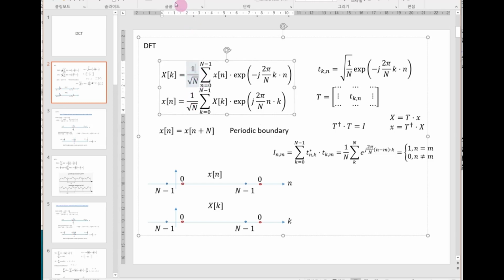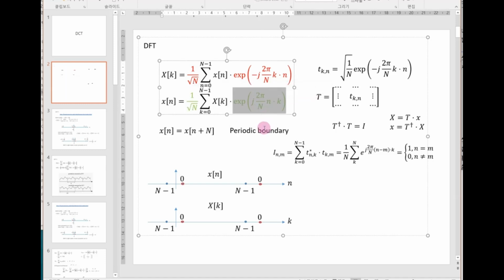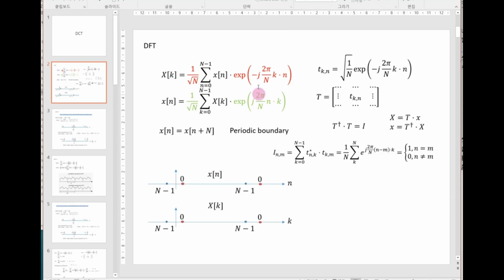Consider this part, and also consider this one. It's a complex conjugate pair. So converting is just a product of the same kernel. So we can make it symmetric by separating this scaling factor. So the scaling factor is not that big an issue in converting. So let's try using these definitions.